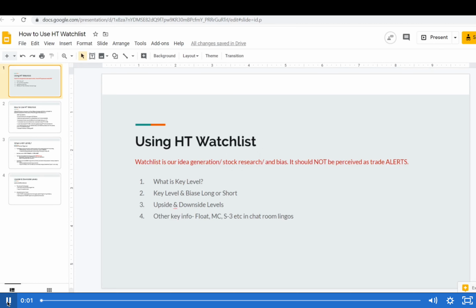Let's talk about how to use the HT watch list. So this will be the daily pre-market watch list that we prepare in the watch list channel. Again, the watch lists are our idea generation and stock research and bias. It should not be perceived as trade alerts, right?